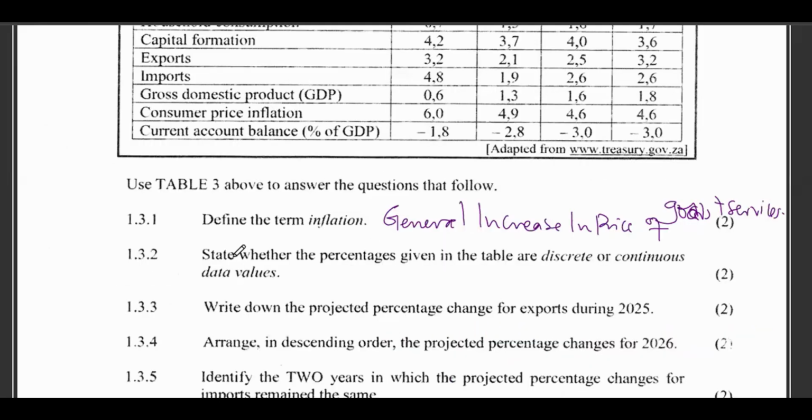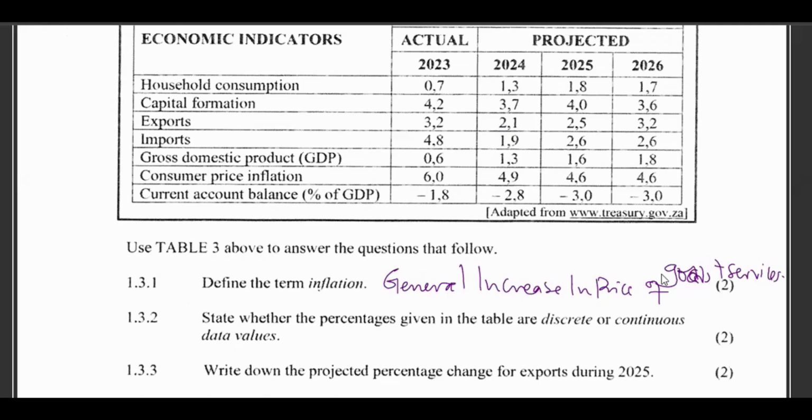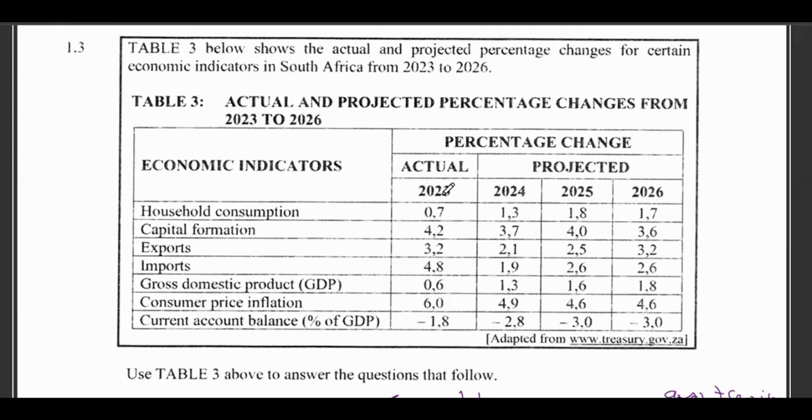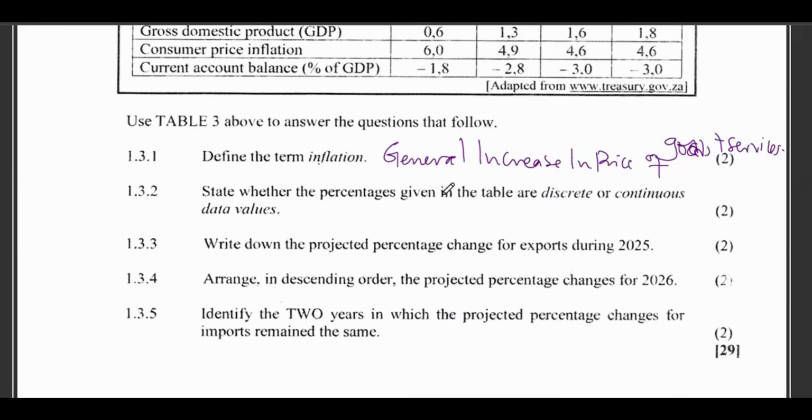State whether the percentages given in the table are discrete or continuous. Now, the moment you see commas, the value becomes continuous. The percentage becomes continuous. So here it's continuous.